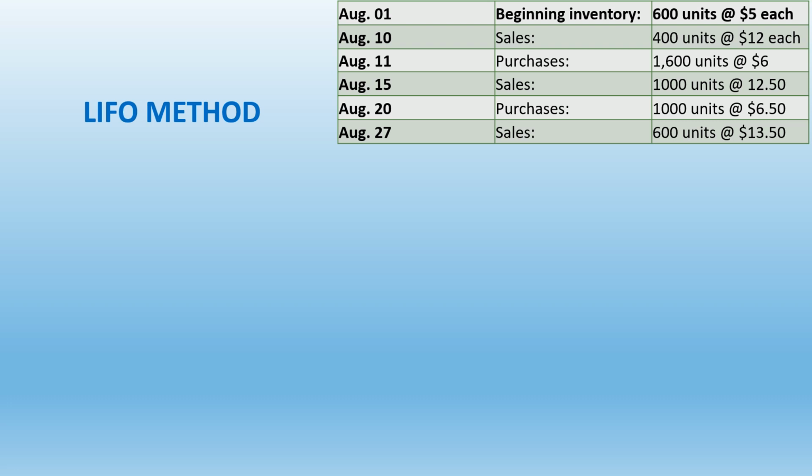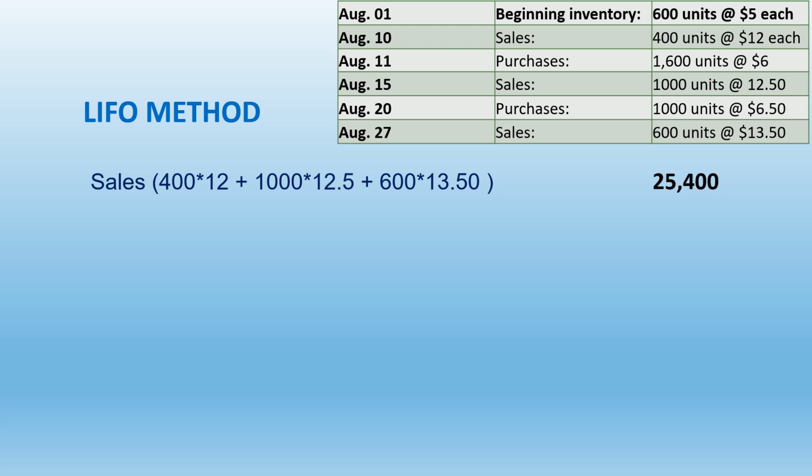So let's calculate. It's under LIFO method. Here also, first we have to take the sales. To get the sales, we are going to multiply the quantity with the relevant selling price. So the sales value is 25,400. Now the next step is calculating the cost of sales.